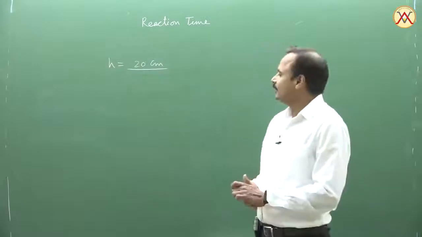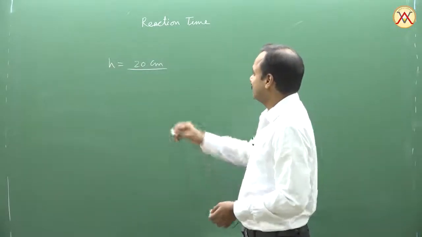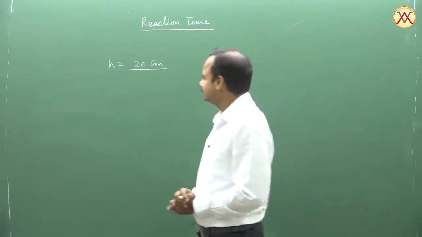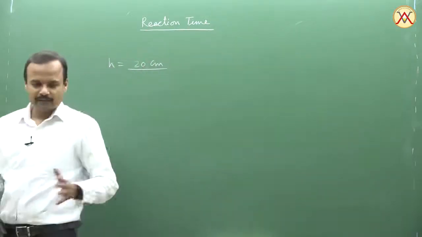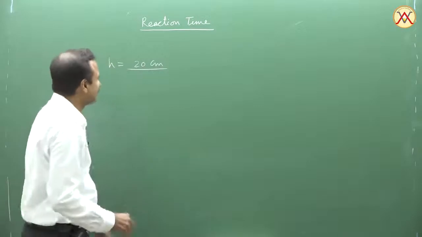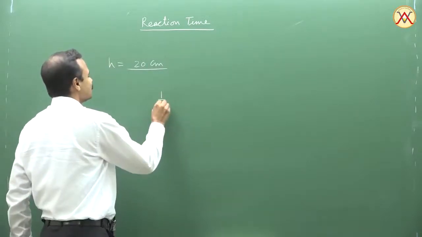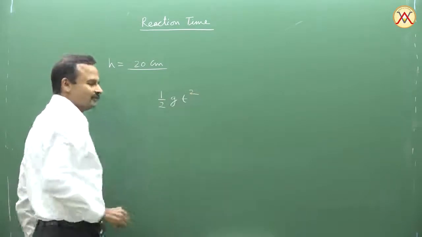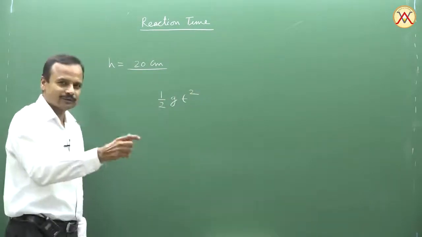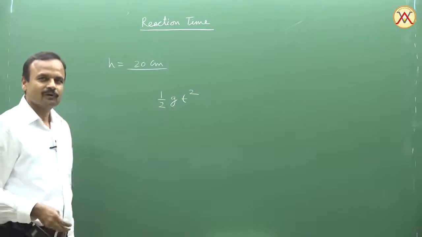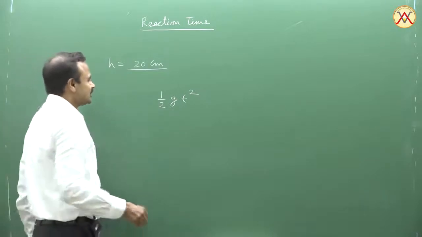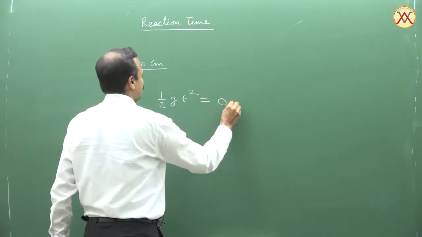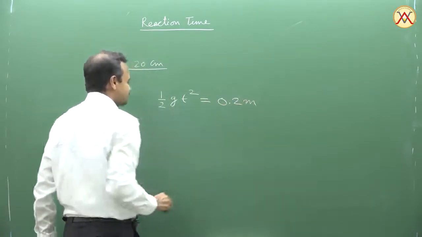So, what does this tell us about his reaction time? See, the scale was in a state of free fall. So, it has travelled a distance half gt square. Initial velocity of the scale, as you could see, was 0. So, this half gt square is equal to 0.2 meters.